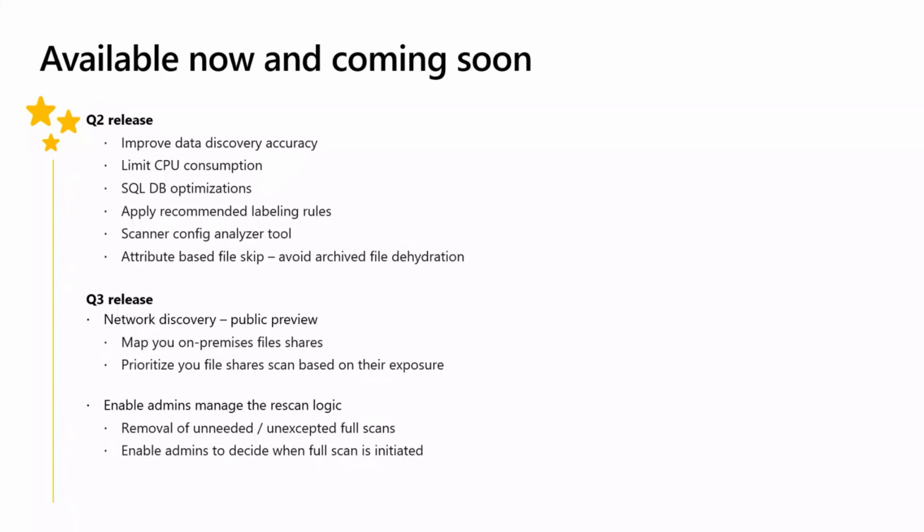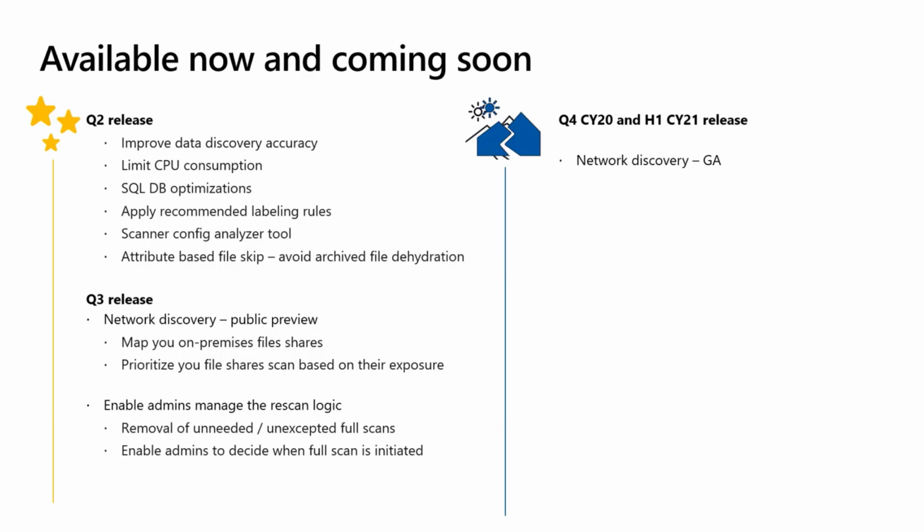In Q3 release, we shipped the network discovery feature that I just showed in my demo, the ability to find the file shares and prioritize them. And we also worked on changing the rescan logic. We found that in big deployments, this is what makes the scanning less efficient. And now it's your responsibility as admin to decide what you want to rescan and what you do not want to rescan. And this is what we are working on in this quarter and next year.